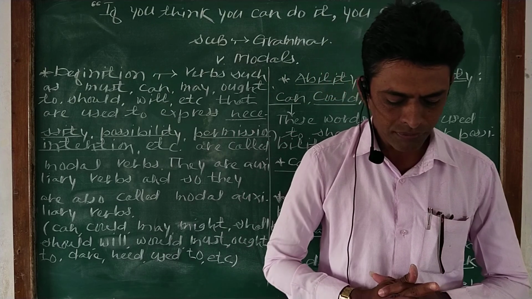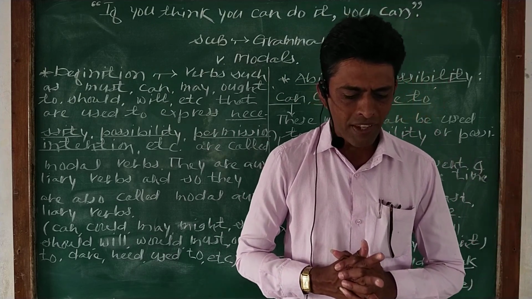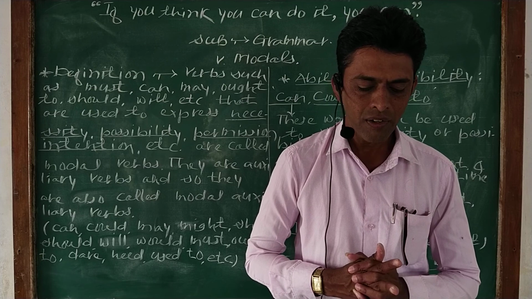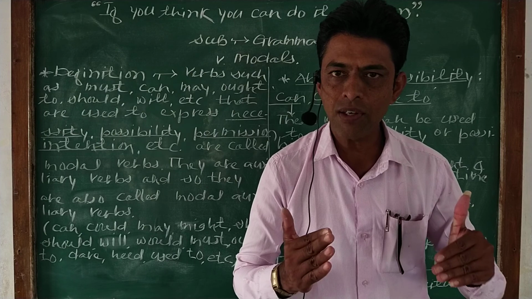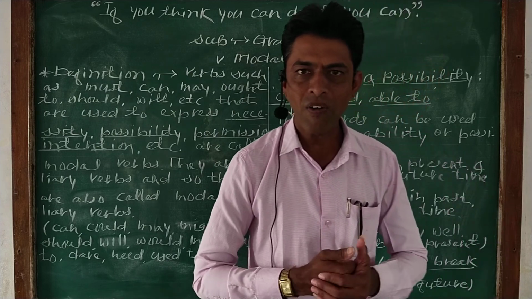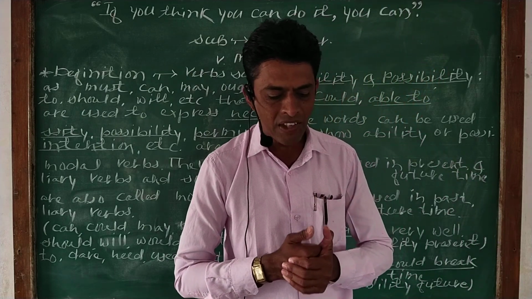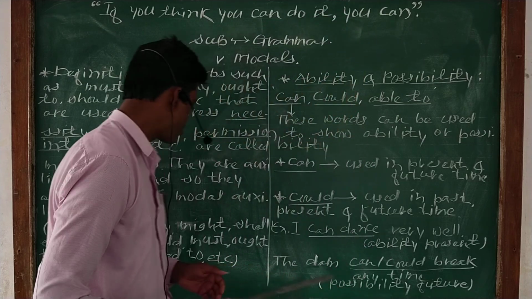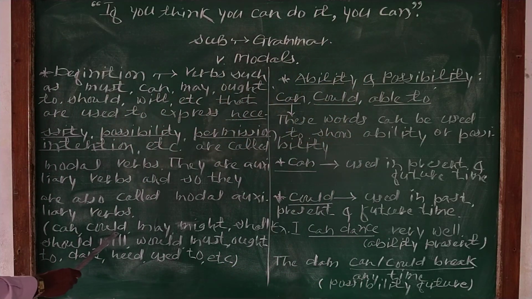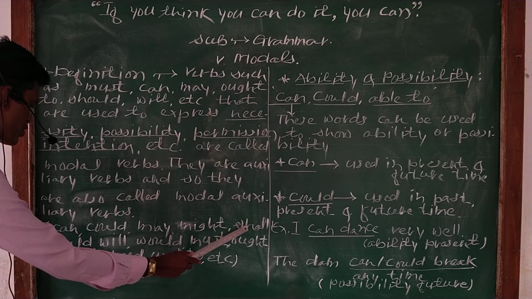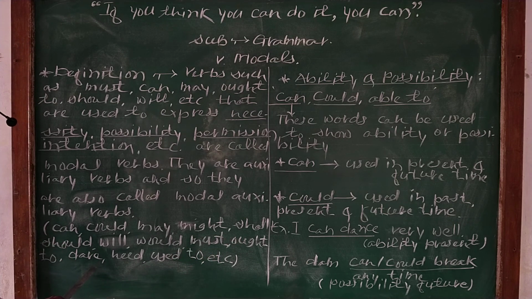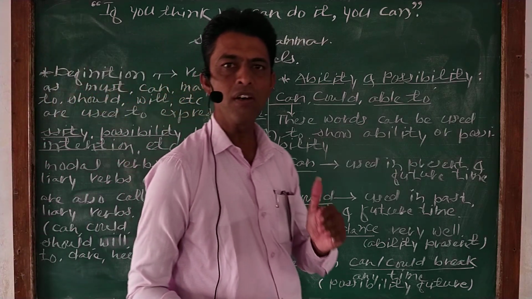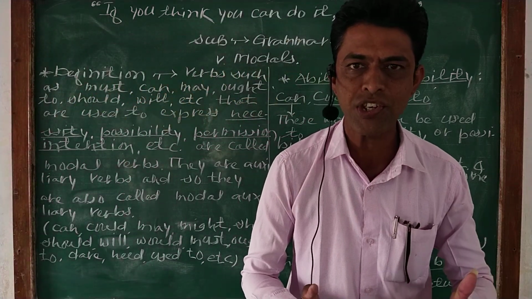If you look in the textbook, again you will find there are several modal auxiliary verbs in English grammar, which we are supposed to study in this online session. They are can, could, may, might, shall, should, will, would, must, ought to, dare, need, used to, etc. These all are the modal auxiliary verbs in English, okay?